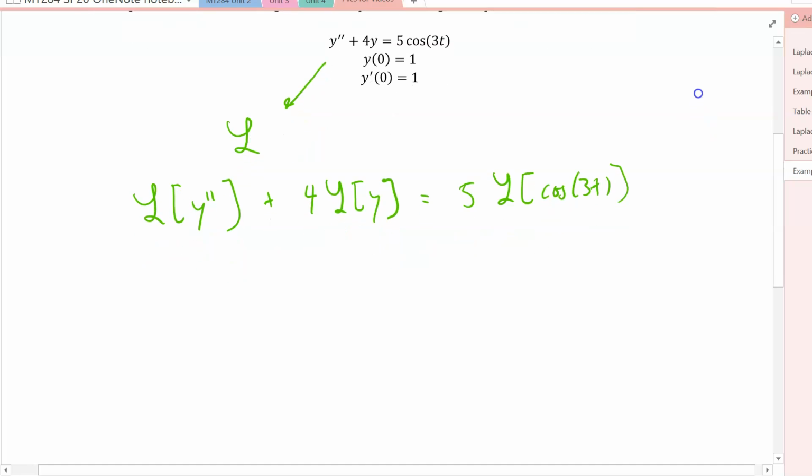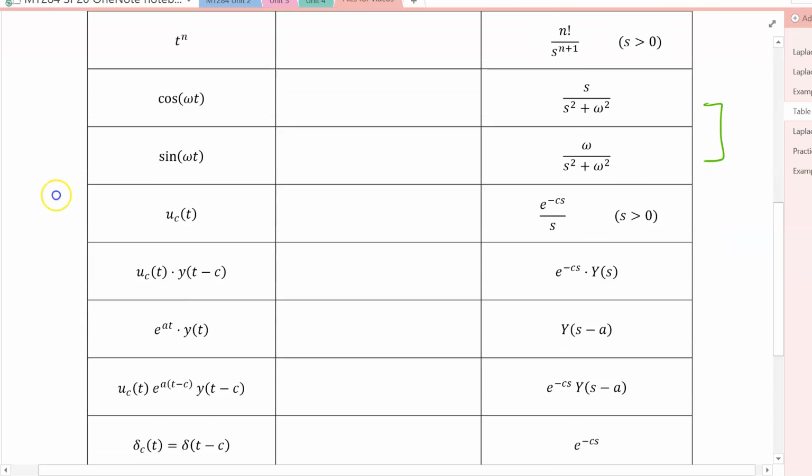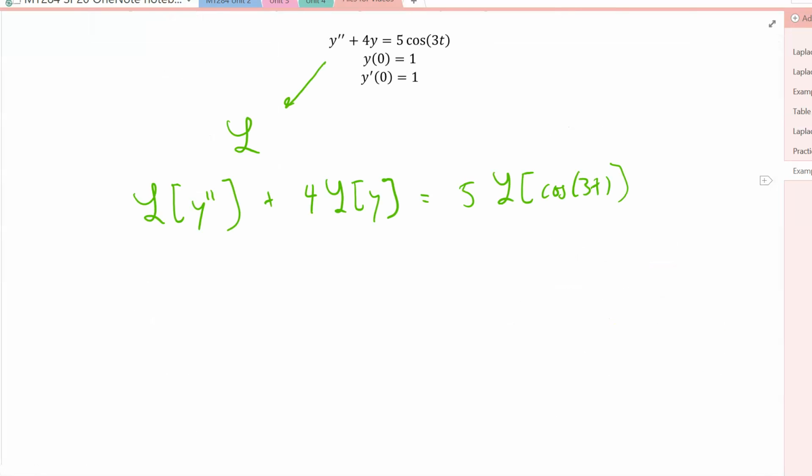Now the other fact that we're going to be invoking here, and then I'm going to start to write this all in terms of capital Y, I'm going to go over to my table once more and come back here. So we're going to use the fact for cosine, and then from our previous work and other videos, we're going to use the fact at the bottom here that the Laplace transform of the second derivative is s squared times the Laplace transform of y minus s times y of 0 minus y prime of 0. So we need to apply that fact for the first term.